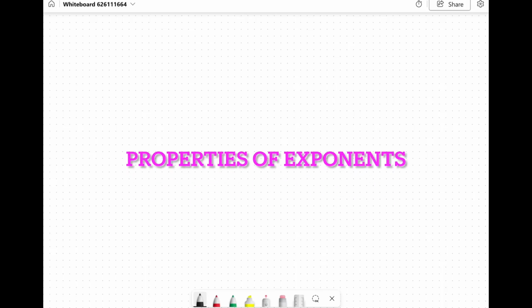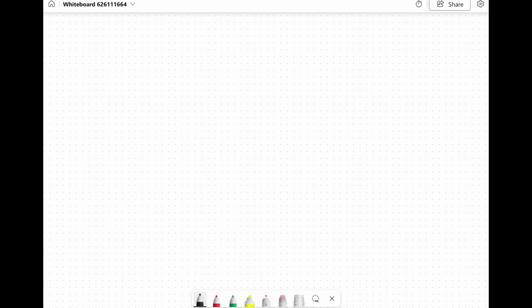Welcome to Properties of Exponents. As a reminder, there are 5 properties or laws of exponents that allow you to simplify various exponential expressions. Here's the first one.